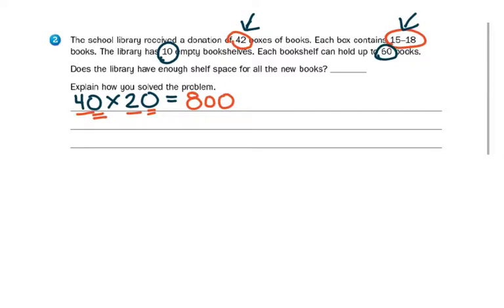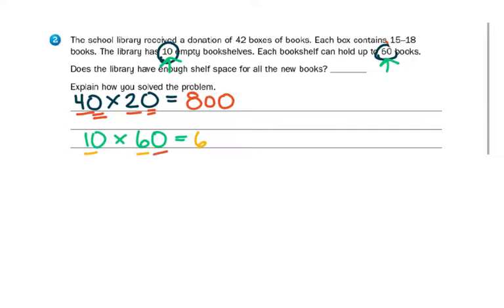Now let's see what the library holds. So that's the first part of our problem. Our second one is that the library has 10 shelves. That's easy enough. And each one can hold 60 books. So 10 times 60 is that extended fact again. 1 times 6 is 6.